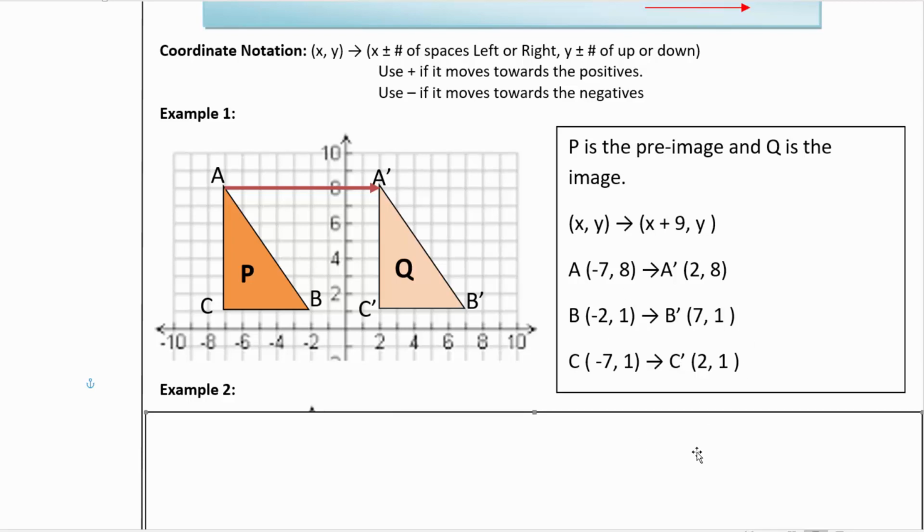All right, how'd you do? So our new points should be that A went from -7, 8 to A prime at 2, 8. B started at -2, 1 and resulted at B prime 7, 1. C started at -7, 1 and resulted after the translation at C prime 2, 1. Let's take a look at our next example.